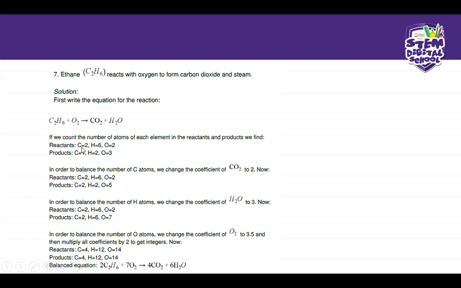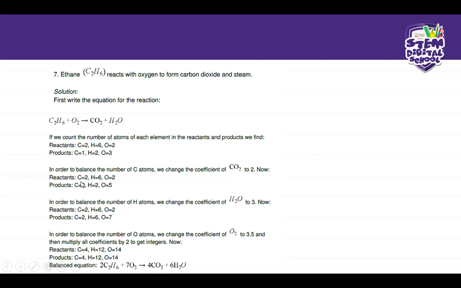Because now we've got two carbons, right? We're just going to put a 2 over there, okay? We're going to put a 2 on the carbon dioxide. We're starting with this first one to balance out the carbon, right? So we start one element at a time. So once you put a 2 there, we're going to have two oxygens on the reactant side and five on the product side. But for the carbons, it's going to be balanced.